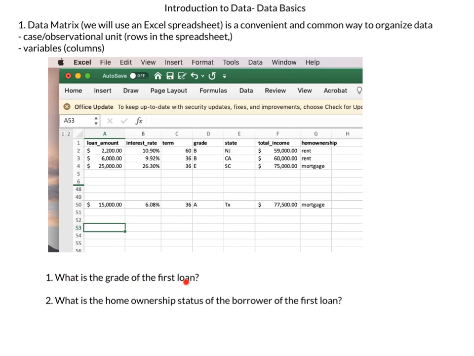What is the grade of the first loan? Here's the first loan, and we can read along this row, and we see the grade is B. So let me write that in. What is the home ownership status of the borrower of the first loan? We've already talked about that. They rent. So we'll answer that question.